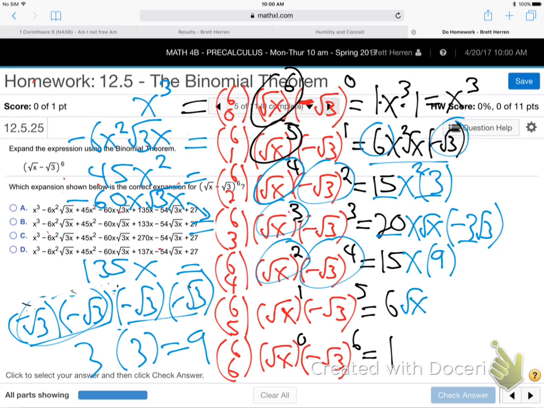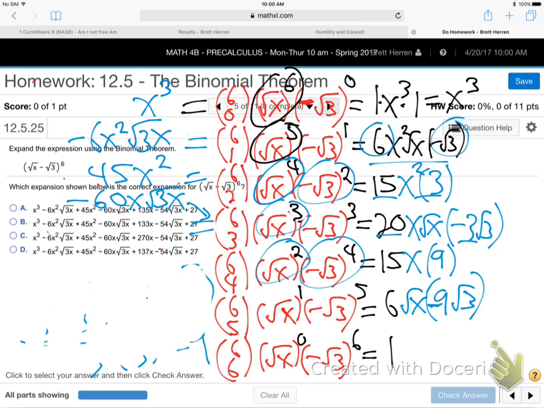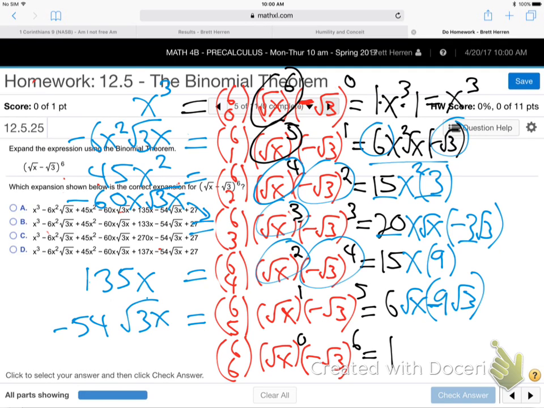Root x. And then minus root 3 to the 5th. Well, you know, it's going to be 9 with an extra root 3, and it's going to be negative. So that's going to be something big. We're kind of running out of room here. Well, I didn't write this one anywhere, did I? I erased it, I guess. 135 x, and this one is minus 54, 6 times 9, 54, root 3 x. Yeah, right? We good to there?